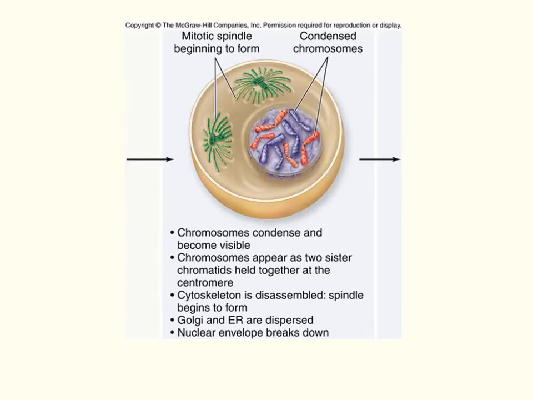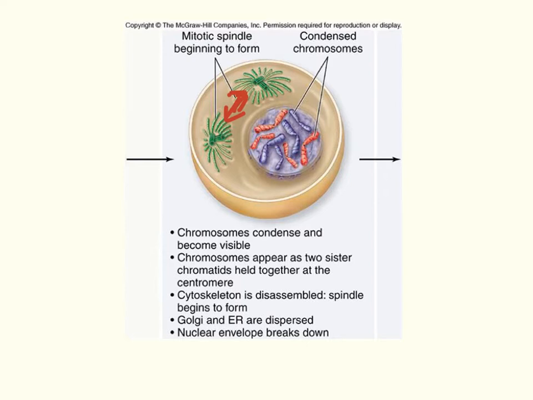This is an image of early prophase. The chromosomes are condensing, the nuclear envelope is beginning to disappear, the centrosomes with centrioles are moving to opposite poles. So this is an animal cell, so they're separating, moving this way and this way.